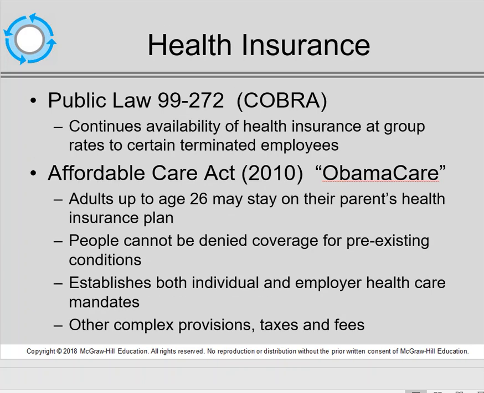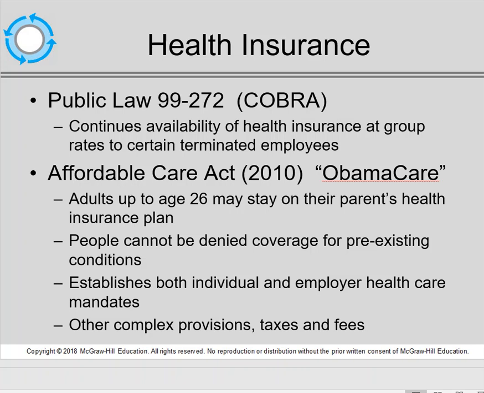Healthcare is of premium importance to most everyone, especially given the pandemic that we're under right now. In 1985, COBRA was enacted, and this allows for the continued availability of health insurance at employer group rates to certain terminated employees for up to 3 years. So what that means is if you've been fired or let go, you can still get your health insurance at the lower employer rate. However, if you're unemployed, it's still rather expensive to purchase health care insurance.